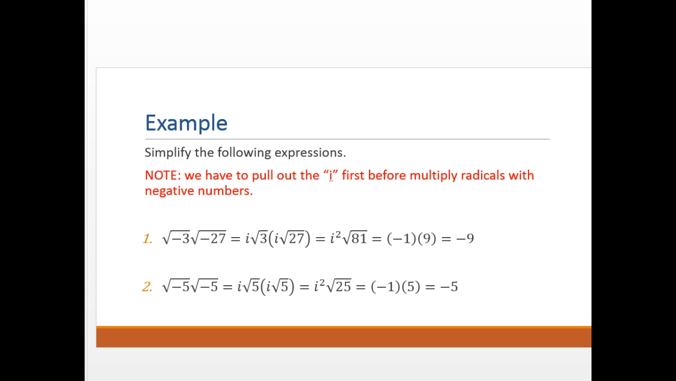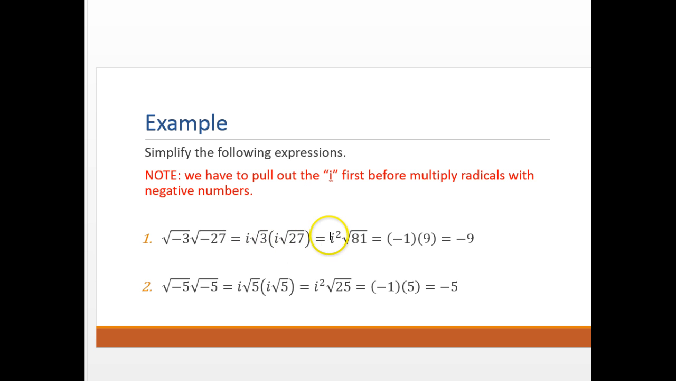Now we need to extend this to other calculations, not just simplifying expressions, but let's actually perform operations on these. Whenever we multiply numbers with negatives in the square root, we have to pull the i out first before multiplying the radicals with negative numbers in them. So if I have the square root of negative 3 times the square root of negative 27, this becomes i root 3. I pull the i out first, times i root 27.